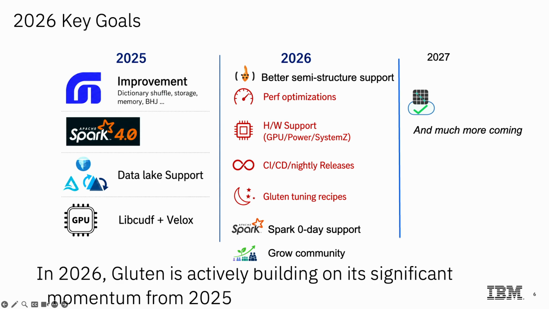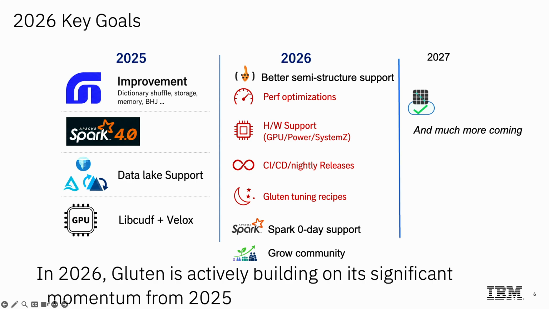So here are our key goals in 2026. In 2025, we implemented several important features, including the performance improvement on Shuffle on BHA, and also Spark 4.0 support, data lake, and GPU support. Those were already done in 2025. So in 2026, we are continuing the efforts. In general, we are introducing better support for semi-structured data, including CSV, JSON, and text, and we will continue to do the performance optimizations, which I will introduce in later slides.